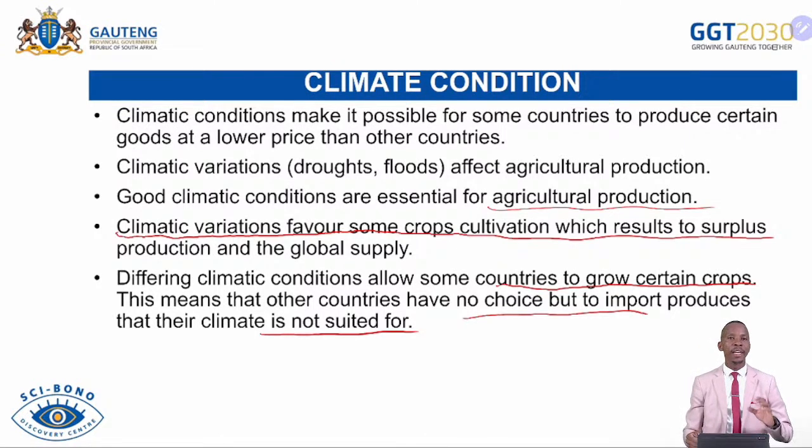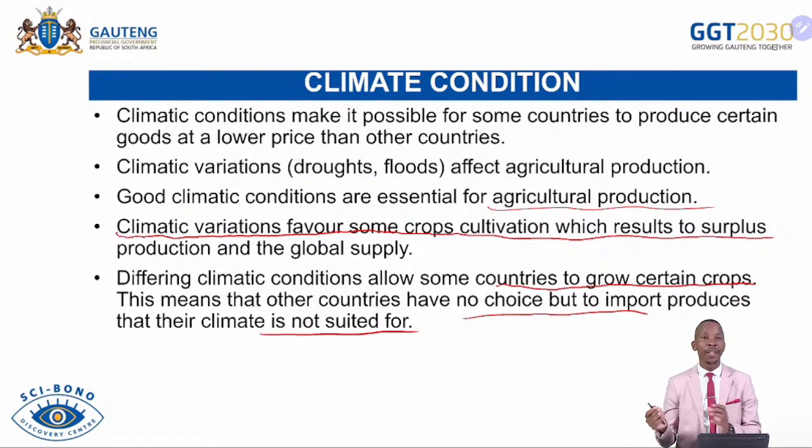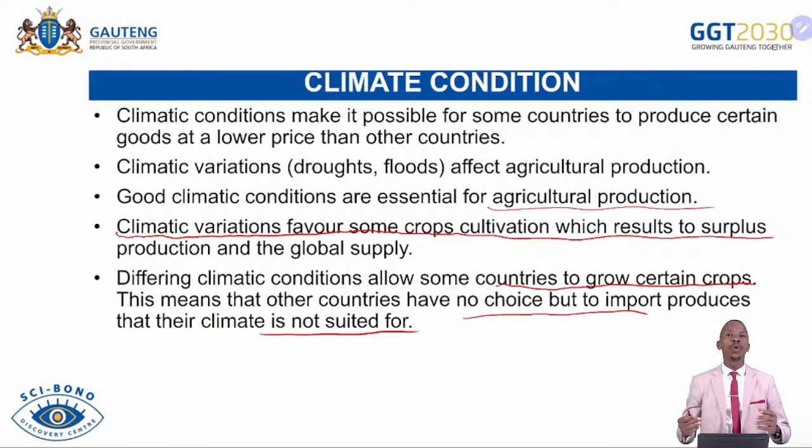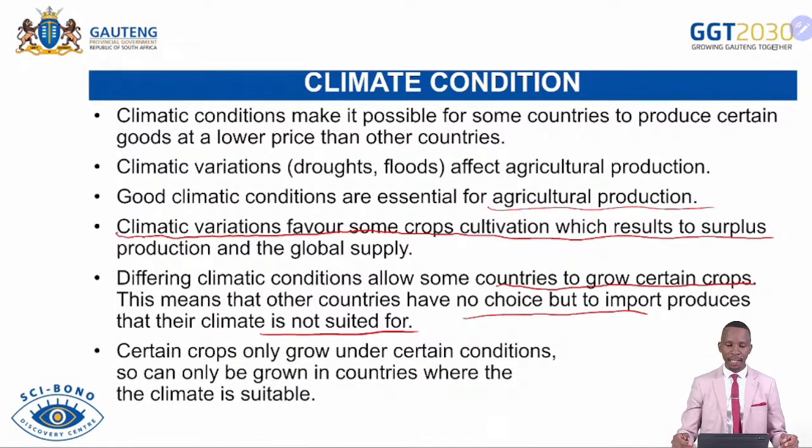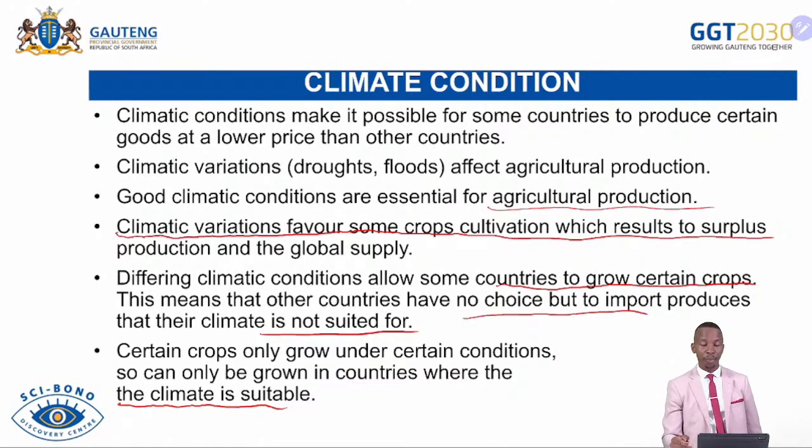The main thing is it differs from one country to another. A certain geographical area is favored for a particular crop production, while another geographical area is favored for the production of a different crop. Therefore, what should be done? The country that is favored will always have a surplus production. It will supply its local market and supply the global market now, because it is having an extra production. So certain crops only grow under certain conditions, so can only be grown in countries where the climate condition is suitable. If ever the climate condition is not suitable, the country cannot afford to grow the particular crop.